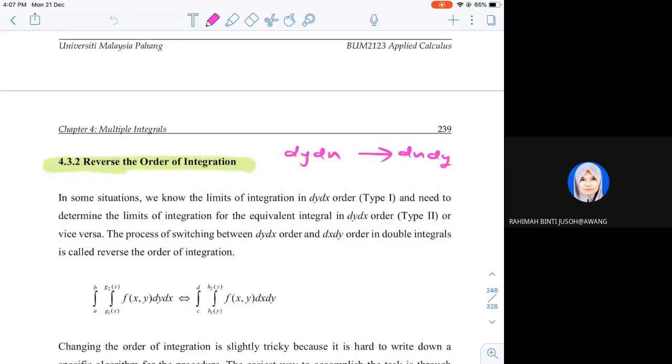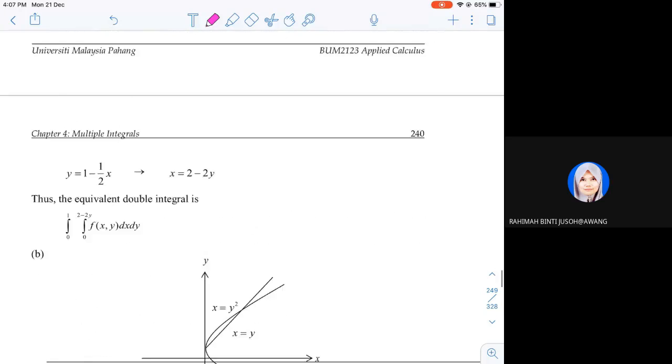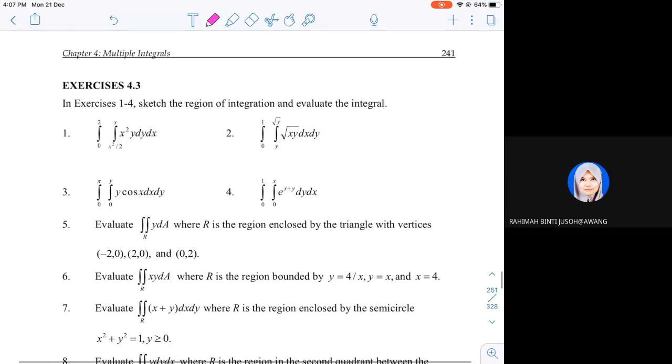Okay, reverse order of integration. It's either you want to change from dy dx to dx dy or dx dy into dy dx. Previously in subtopic 4.2, you can just simply switch the limit. However, if you have non-rectangular region, you have to be careful. You cannot just switch the limit because the limits involve functions. I will explain later about this. This also will come out in your quiz. All right, so let's go to exercise 4.3 first.